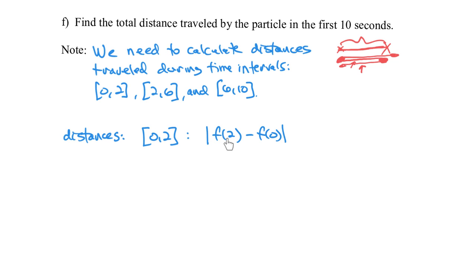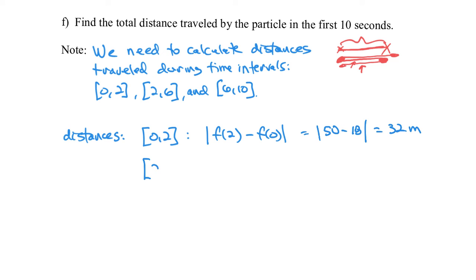So f of 2, that's one of them that we figured out actually. We plugged 2 into the position function and we got 50. So this number is just going to be 50 minus f of 0, which is 18. 50 minus 18, and we're going to get 32 meters. So the particle traveled 32 meters in the first 2 seconds.